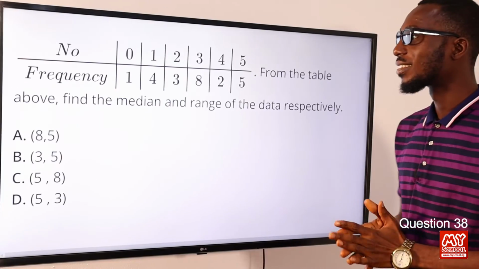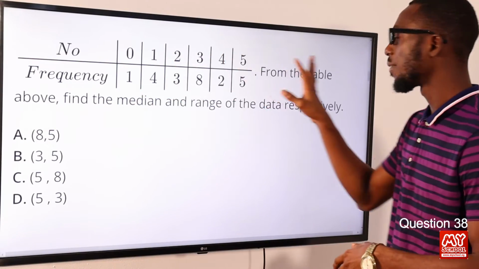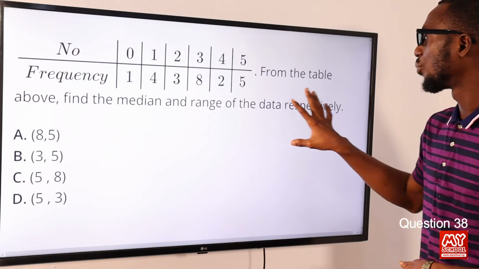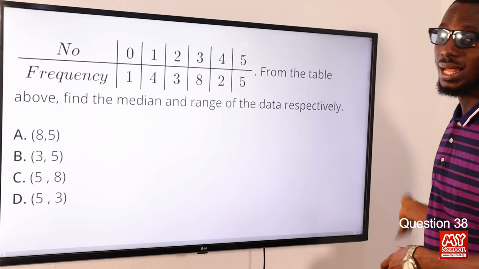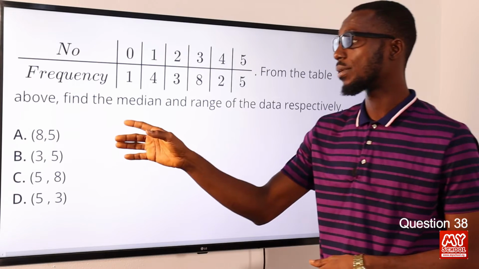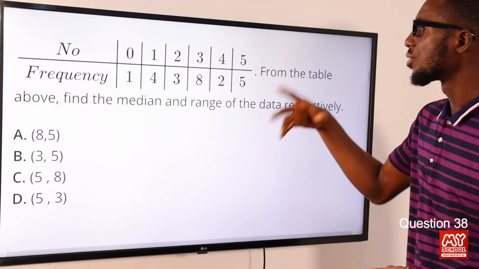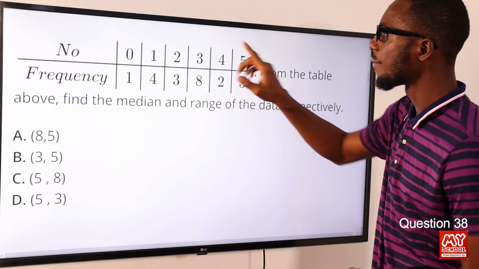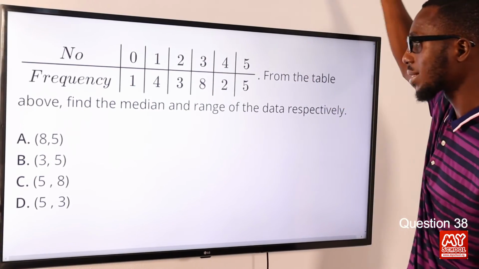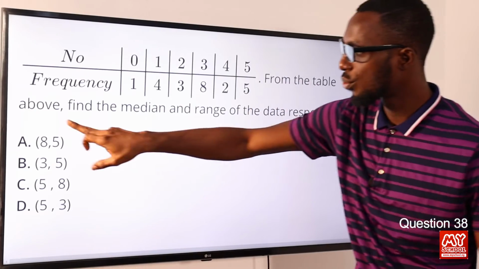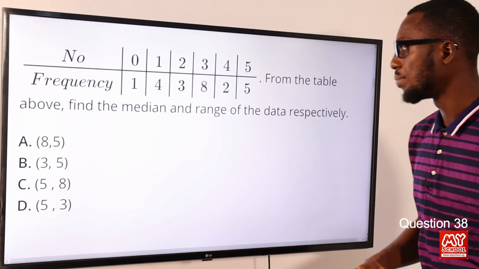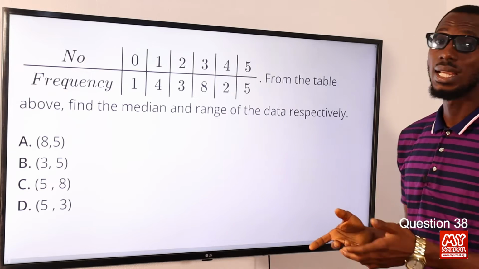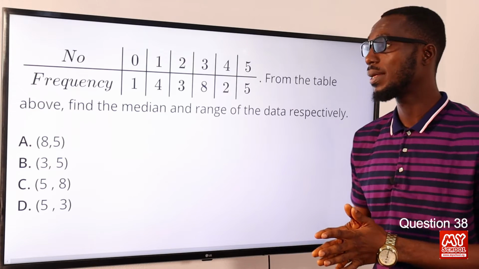Question 38. So we have number and frequency. From the table above, find the median and the range of the data respectively. So that means the last answer will be range, the first answer will be median. So range is the highest minus the lowest. So that is 5 minus 0, that is 5. So the last value we are looking for is 5. So which of the options has 5 as its last value? That is option B.